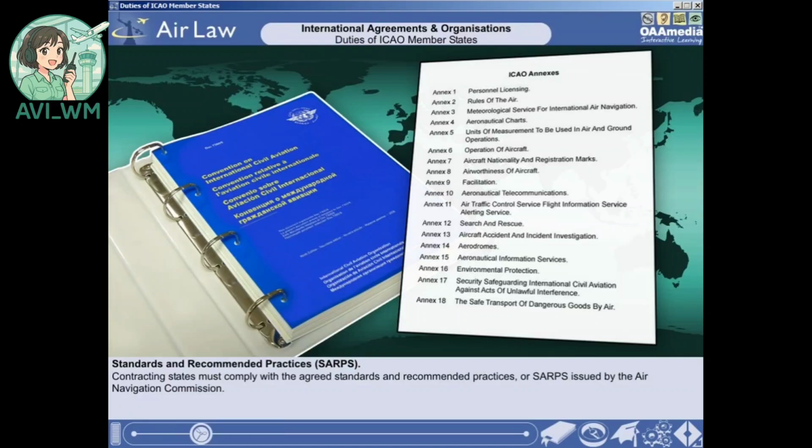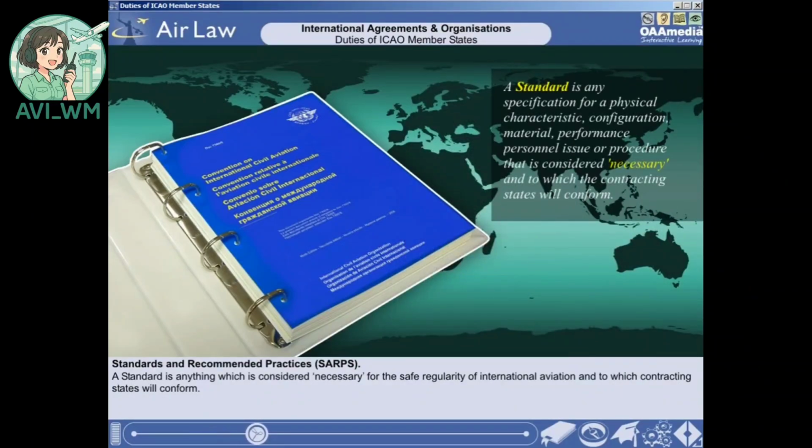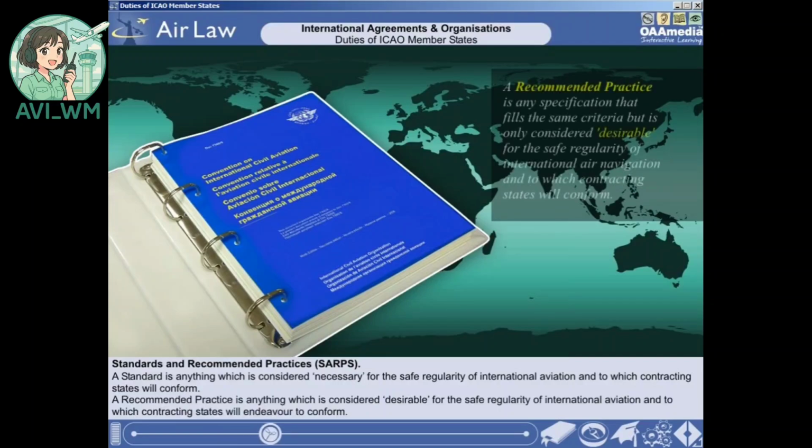However, these aims are achieved by ensuring that member states comply with the standards and recommended practices that have been issued by the Air Navigation Commission. For completeness, we will define what is meant by a standard and a recommended practice. A standard is anything which is considered necessary for the safe regularity of international aviation, and to which contracting states will conform, whereas a recommended practice is anything which is considered desirable, as opposed to necessary, for the safe regularity of international aviation, and to which contracting states will endeavour to conform, as opposed to will conform to.